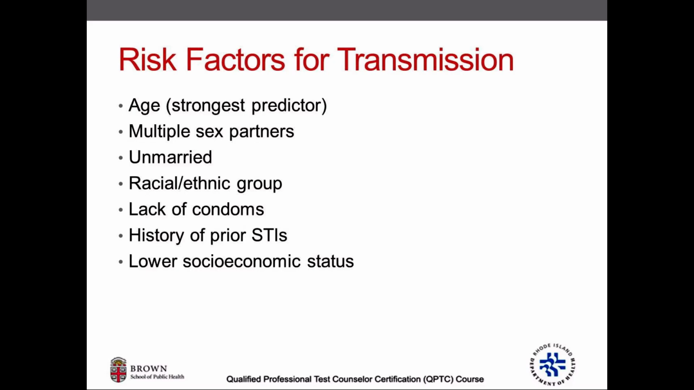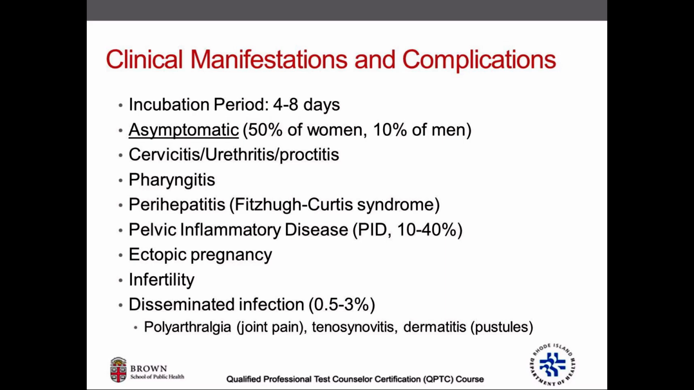Risk factors for gonorrhea transmission, again, include age, which is the strongest predictor, having multiple sex partners, being unmarried, racial or ethnic groups, not using condoms, having a history of prior STIs, or lower socioeconomic status. The incubation period from when you're first infected to when you have symptoms tends to be 4 to 8 days, similar to chlamydia, but less likely so. A lot of people tend to not have symptoms. So up to 50% of women may be asymptomatic, and 10% of men.